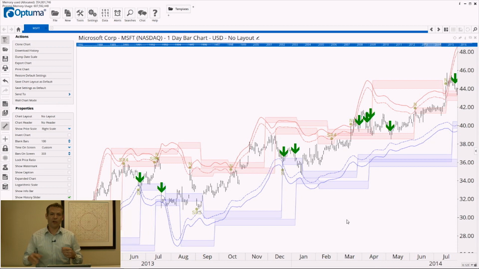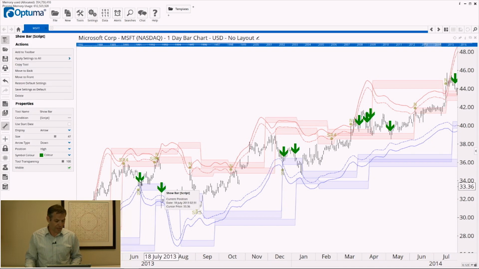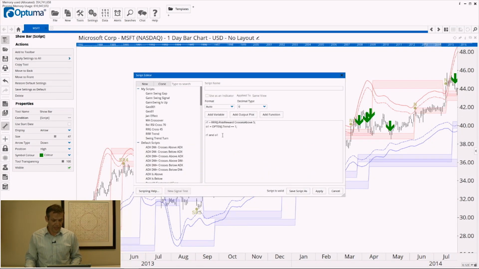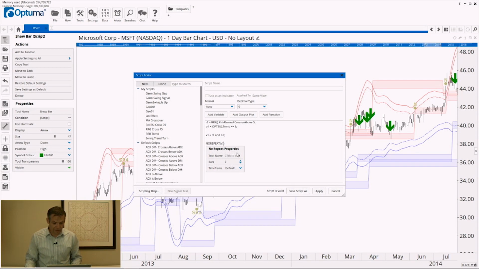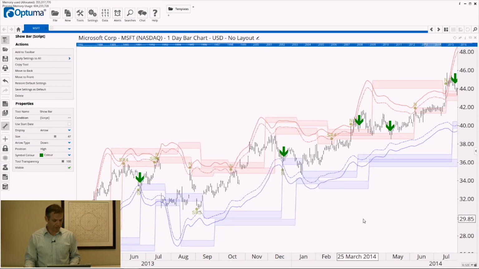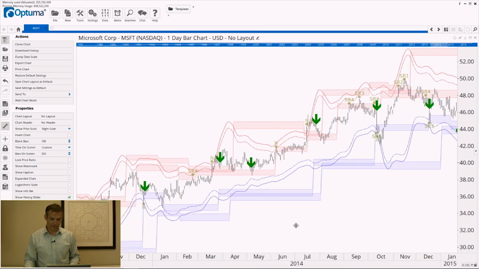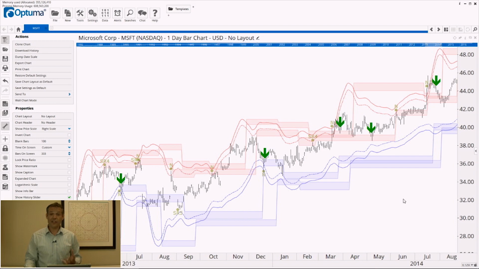What I might do is tell the script that I don't want to have any repeats going on here. So let's come back into our script again. And this time, I'm just going to put all of this in a variable. I'm just going to call it V1 and put a semicolon on the end of that. And now I'm going to say no repeat on V1, and let's just make it 20 bars. I don't want to have repeated signals going on here. And so I apply that, and now that looks a lot better. I've got some nice signals that I think I can work with.